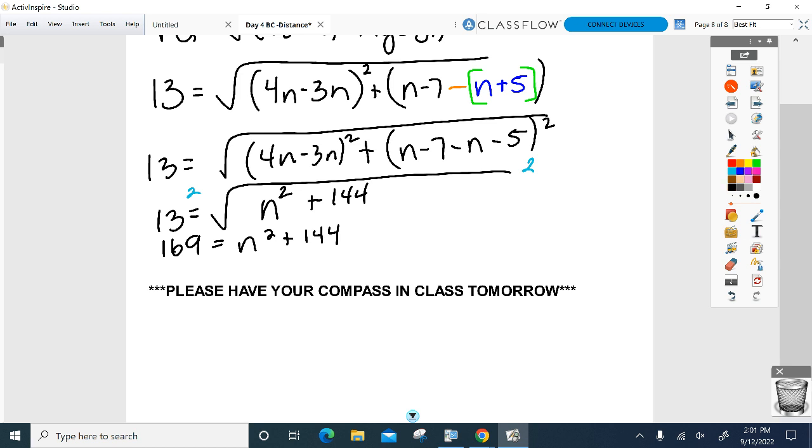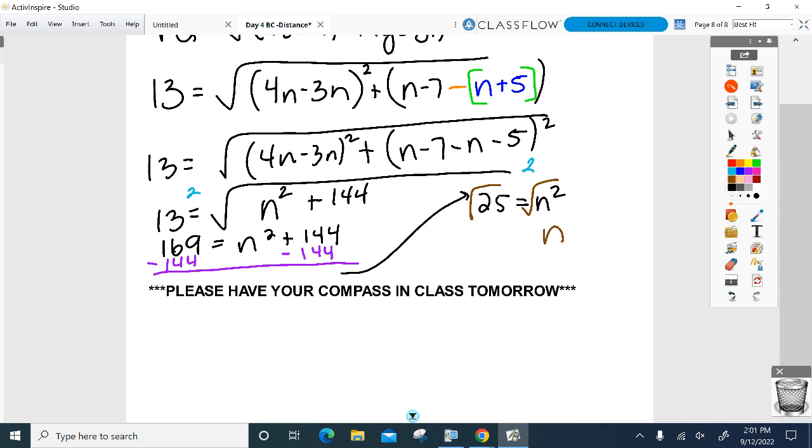Now I get the 144 over. I'll move this over here now. We got 25 equals n squared. And finally, Pietro. Put a radical over that n. I mean, over the 25. You've got to do it to both sides. Yep. n equals 5.